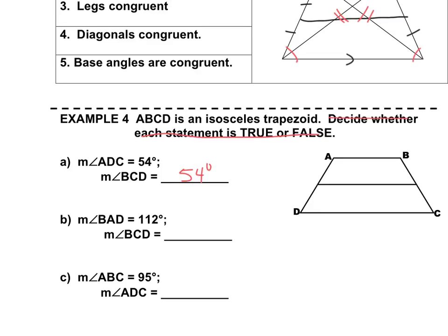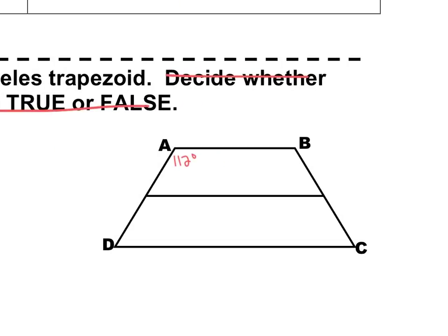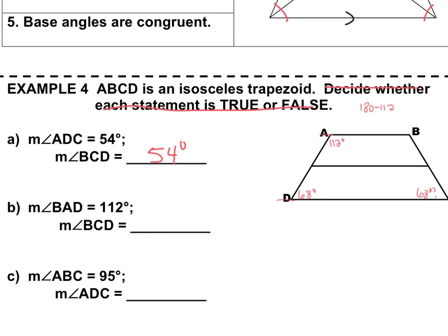Let's look at the next one. It says the measure of angle BAD is 112 degrees. And then it wants us to find BCD, which is way down here. Now, we can do this a couple of different ways. You can realize that A and D are going to be same side interior angles, so they're supplementary. So I can take 180 and subtract 112. And when I do that, I get 68. So that means angle D down here is 68, and D and C are congruent because they're base angles, meaning that is also 68 degrees.